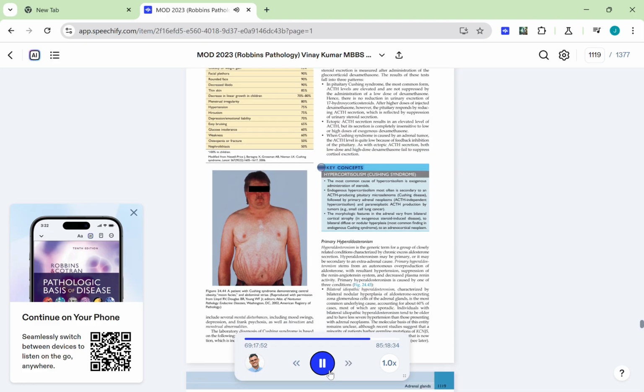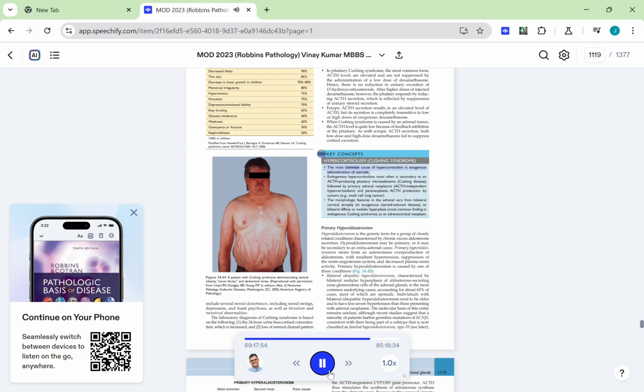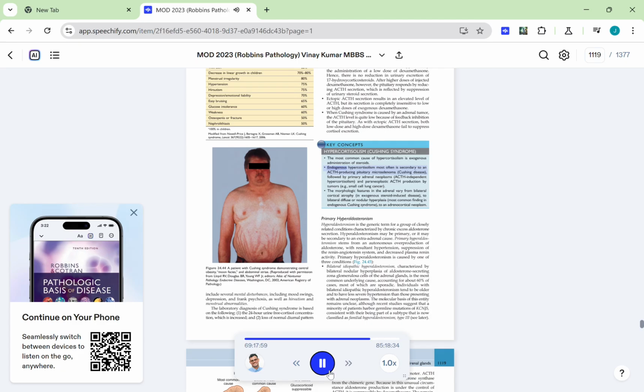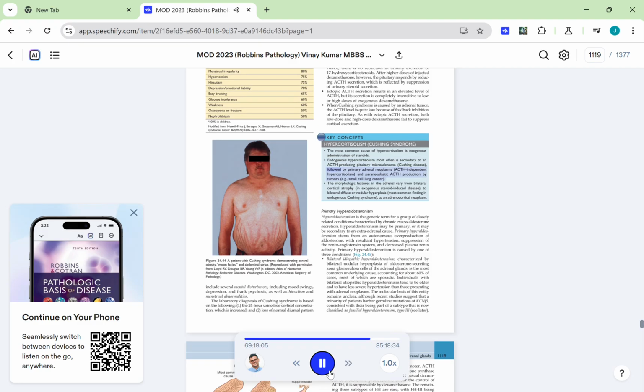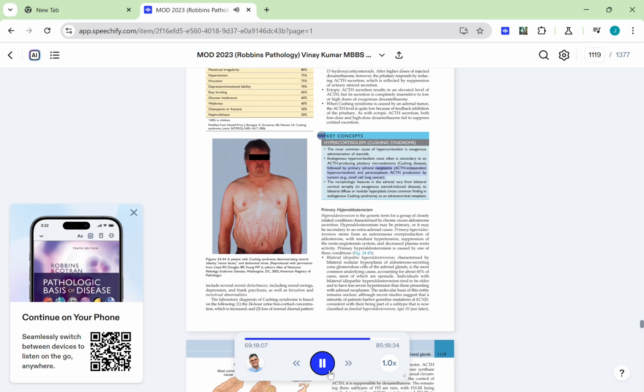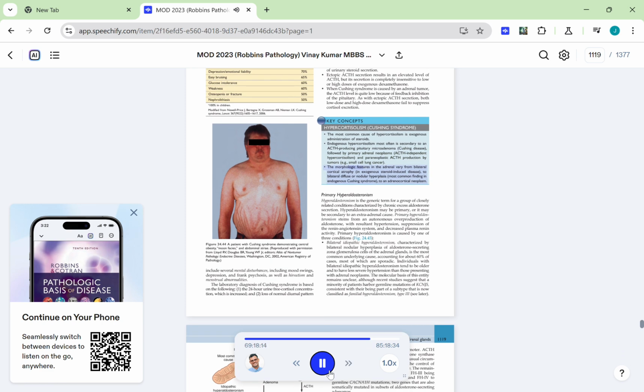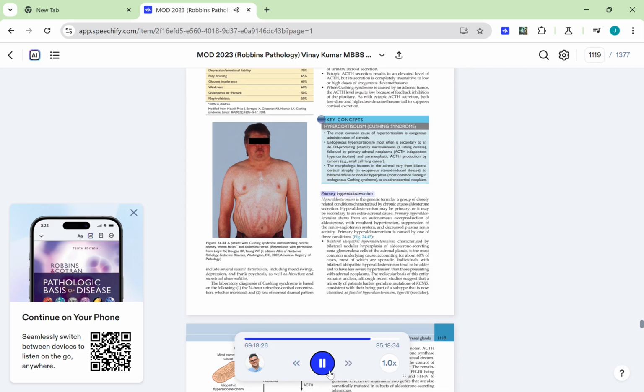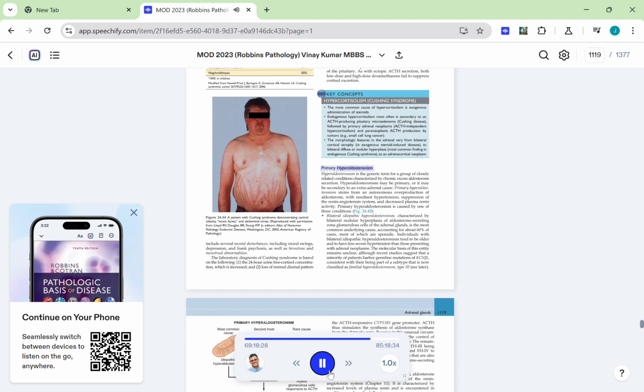Key concepts. Hypercortisolism. The most common cause of hypercortisolism is exogenous administration of steroids. Endogenous hypercortisolism most often is secondary to an ACTH-producing pituitary microadenoma, followed by primary adrenal neoplasms and paraneoplastic ACTH production by tumors. The morphologic features in the adrenal vary from bilateral cortical atrophy to bilateral diffuse or nodular hyperplasia to an adrenocortical neoplasm. Primary hyperaldosteronism.